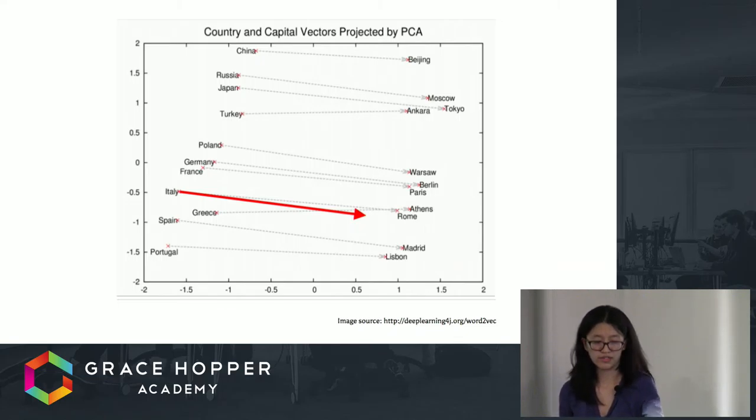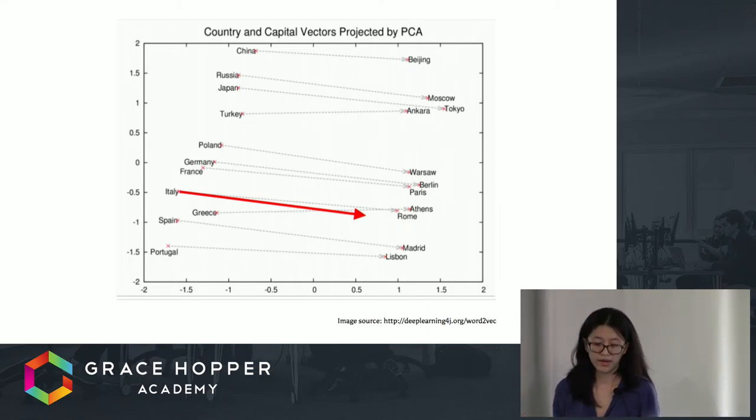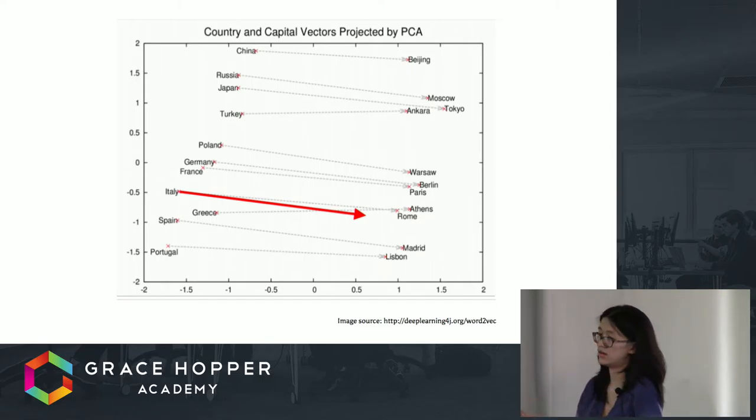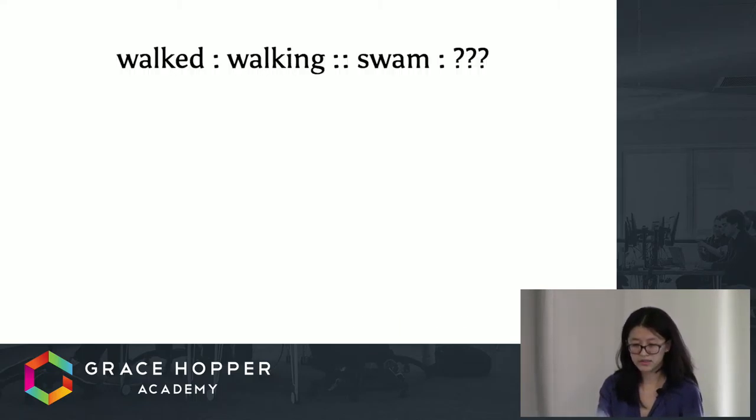And here's the result. As you can see, the closest vector to the sum is Rome, which, surprisingly enough, is the capital of Italy. You'll notice that this relationship isn't really clear-cut for all of them, but it's pretty cool that it can actually detect that relationship at all just by doing mathematical operations on those word embeddings.